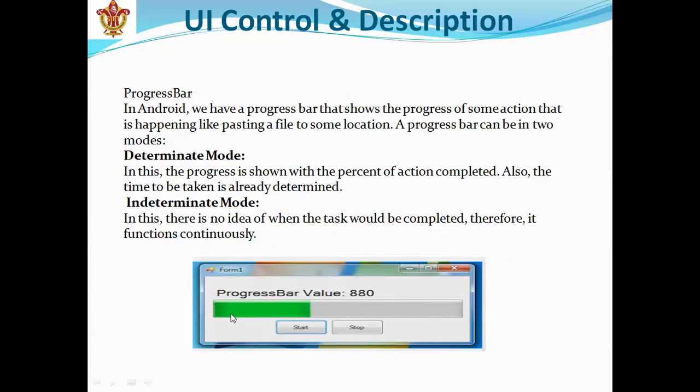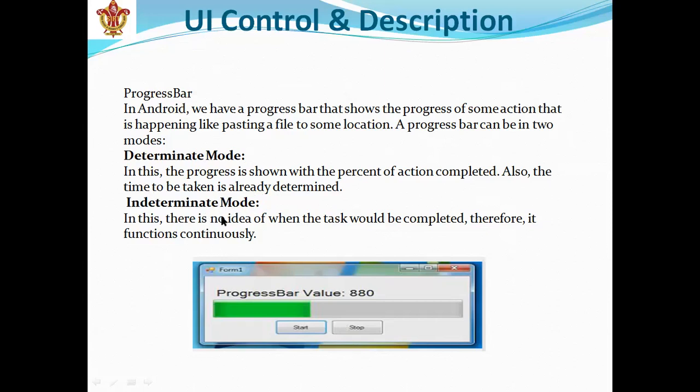And what is the bar? This rectangle, sorry, is called the bar. It shows the bar symbol. It has two types: determinate mode and indeterminate mode. By definition, in the determinate mode the progress is shown with the percent of action completed. Also, the time to be taken is already determined.